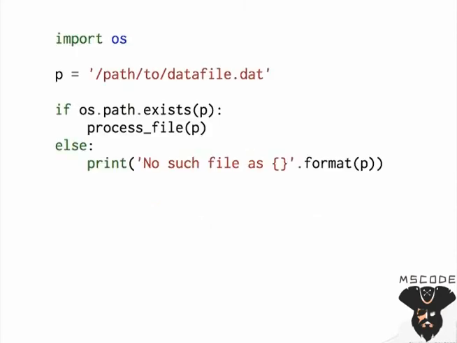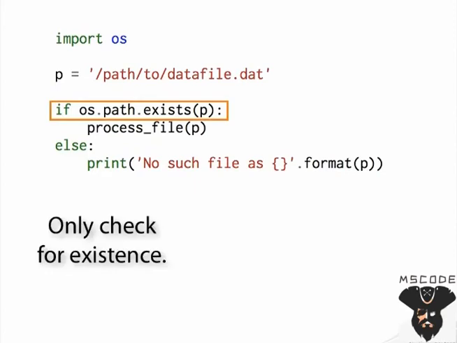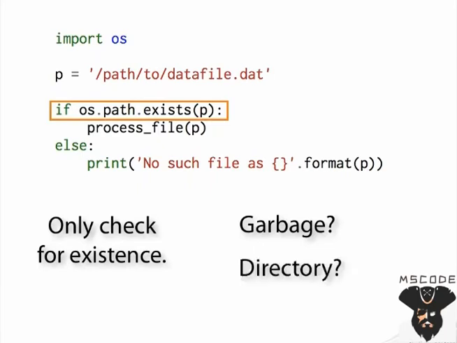First, the LBYL version. Before attempting to call process_file, we check that the file exists, and if it doesn't, we avoid making the call and print a helpful message instead. There are several problems with this approach, some obvious and some insidious. One obvious problem is that we only perform an existence check. What if the file exists but contains garbage? What if the path refers to a directory instead of a file? According to LBYL, we should add preemptive tests for these too.